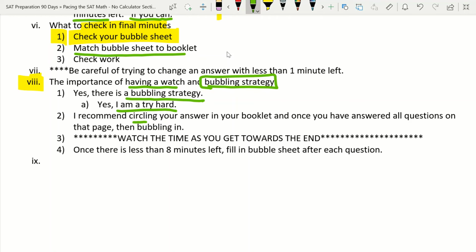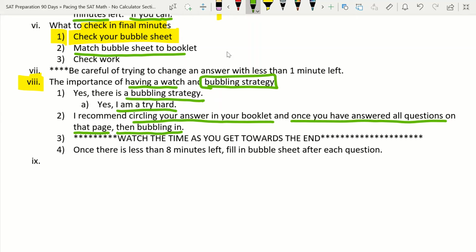So I recommend you circle your answer in your booklet, right? So you go through, you solve a problem. Let's say you get the answer is A. You're going to circle A in your test booklet. And then once you've answered all of the questions on that page, so generally there'll be about 4 problems on each page for the Math No Calculator section, once you've answered the 4 problems on that page or 5 problems on that page, however many problems are on that page, then go ahead and bubble in those. So after you've answered those 4 problems or so, you bubble in all your answers for those 1 through 4.